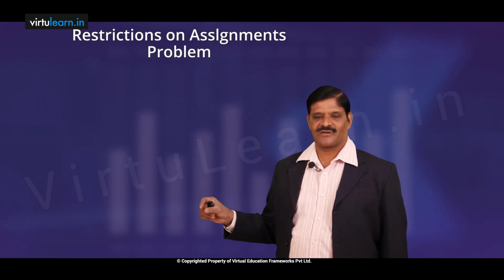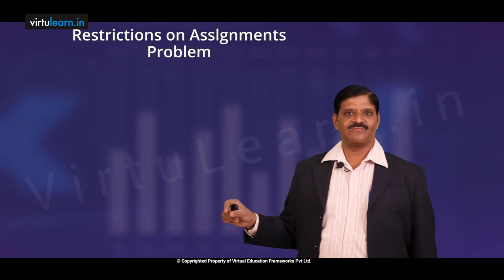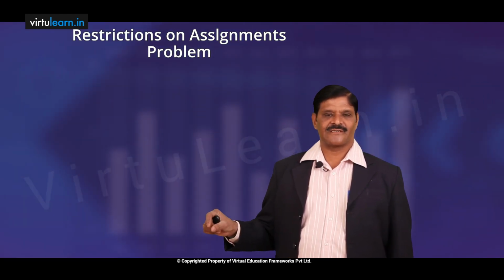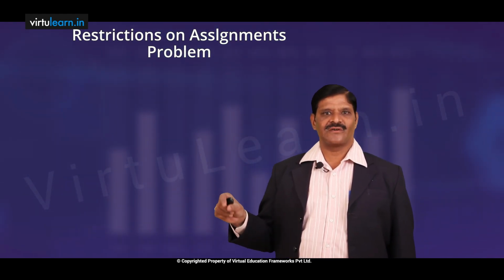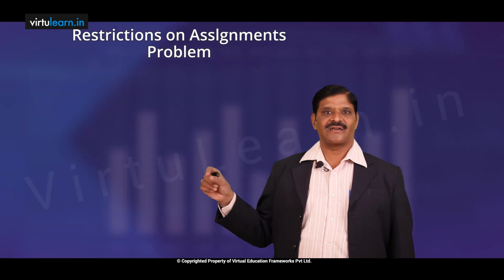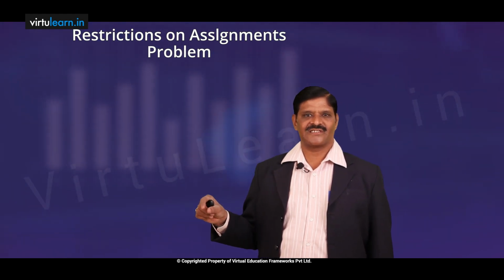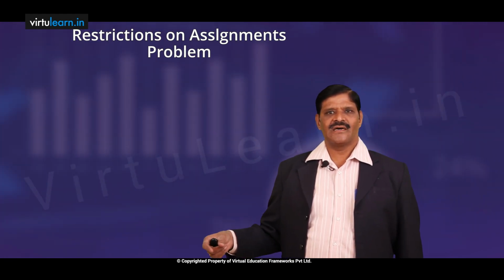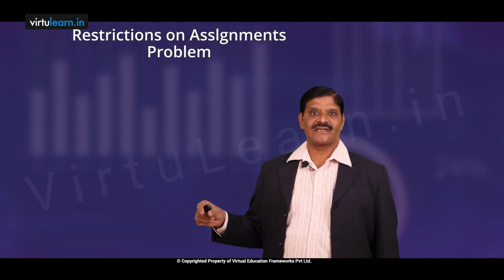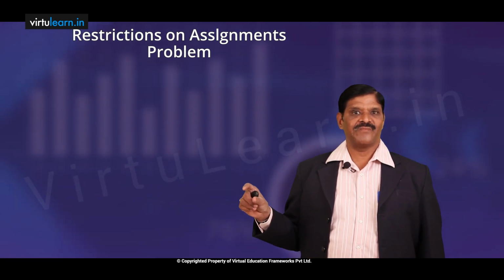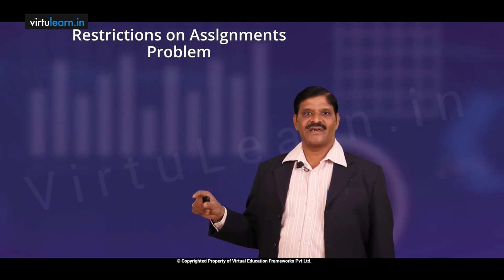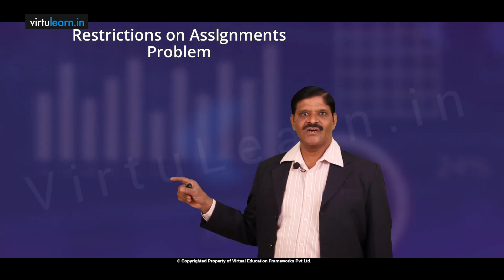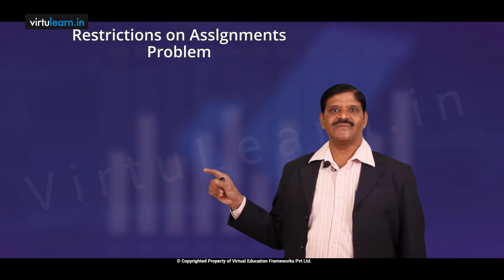Restricted assignment problem. Restricted assignment problem means we cannot assign a particular job to a particular person, or a particular route to a particular vehicle, or a particular salesperson to a particular region, depending upon the situation. Then that has to be mentioned in the table by infinity. Instead of giving some element or value, we will mention infinity.